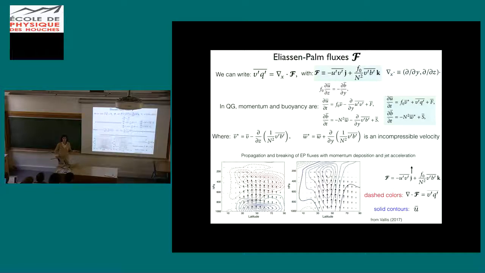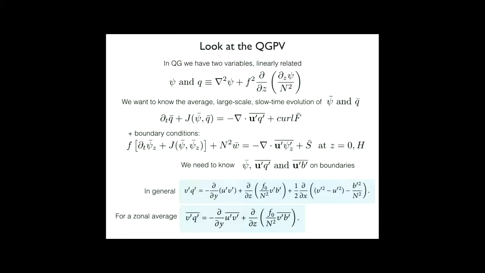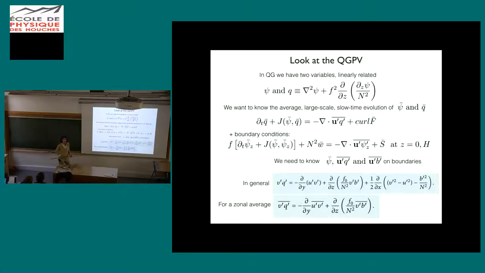Yes? Compared to the tutorial yesterday, you didn't include the beta effect in the potential vorticity. Is it negligible here? No, I think I forgot to write it down. So I simply forgot to write it down. But no, it's not negligible. I just forgot to write it down. Okay. Sorry.